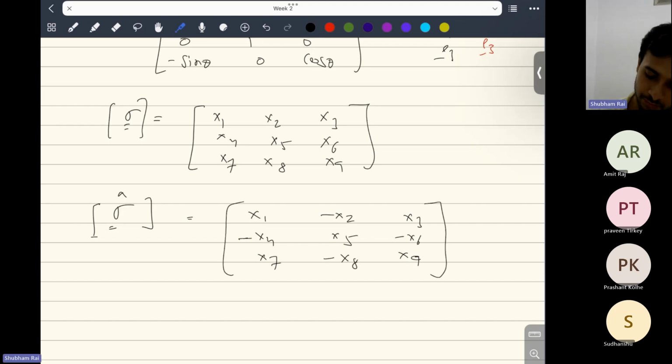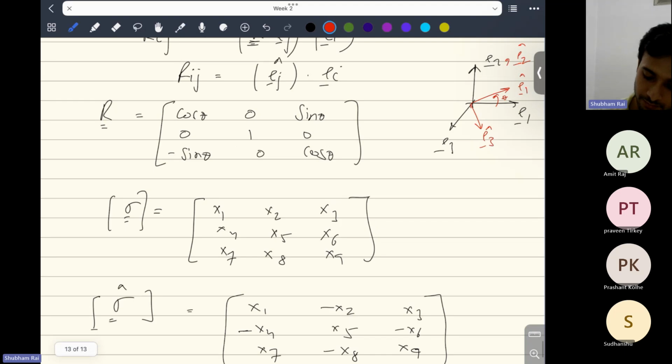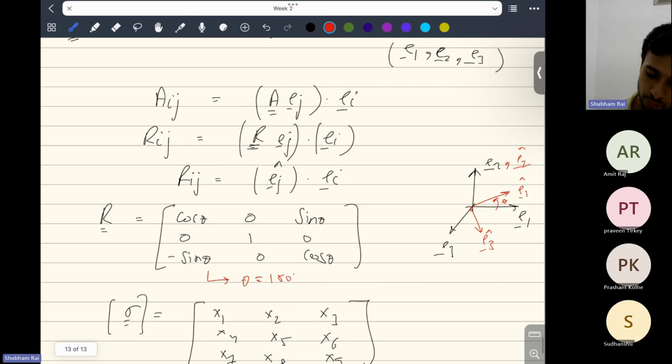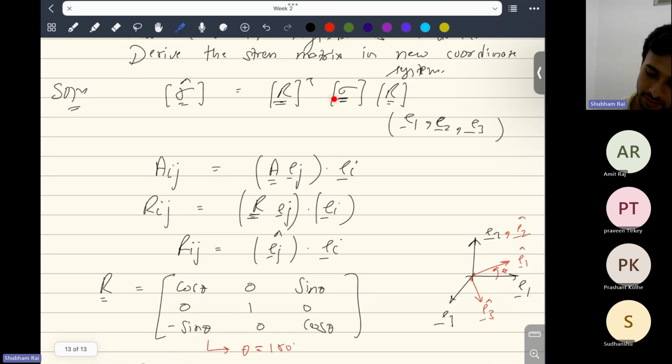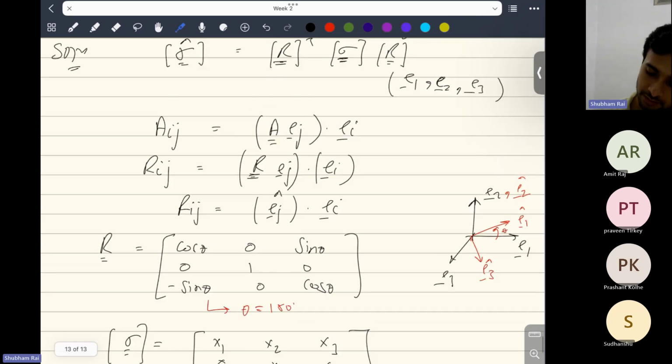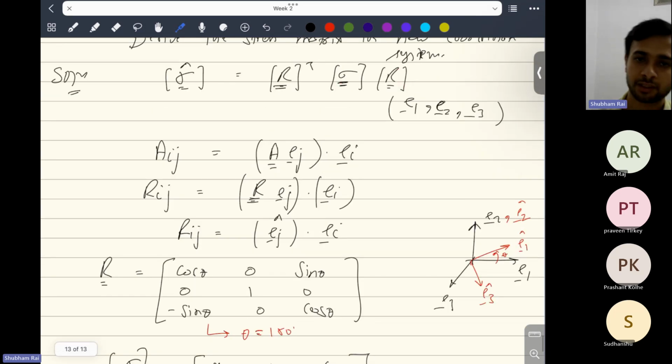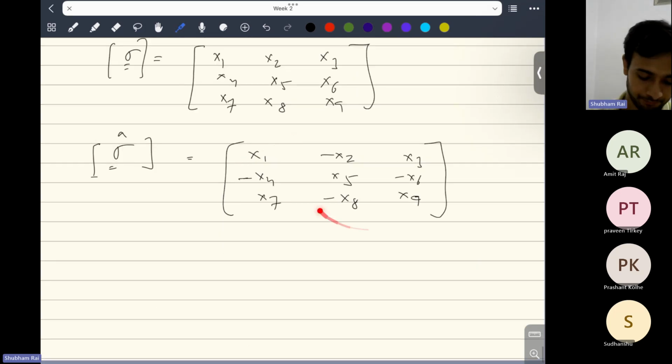Just put theta equal to 180 degrees here, and do R transpose, so you take the transpose of this matrix, then the sigma matrix, and this R matrix. First multiply two of these matrices, and whatever the resultant matrix is, you multiply it with the remaining matrix. Finally, you should get this.